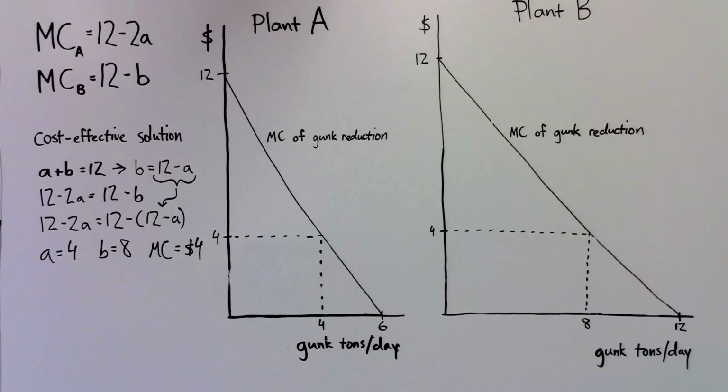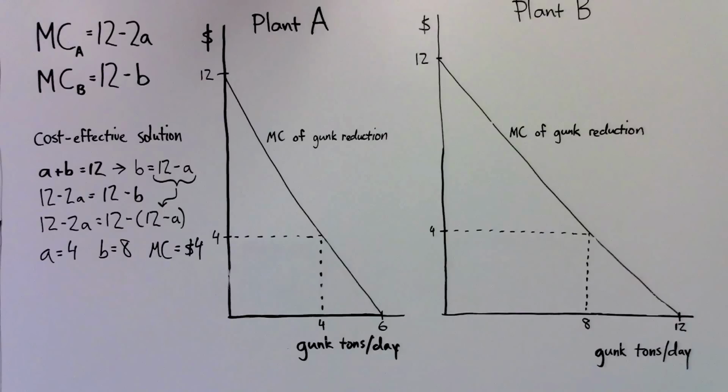An alternative to imposing a tax would be requiring plants to obtain tradable permits for each ton of gunk they emit. This type of incentive-based regulation lets the government decide exactly how much gunk will be emitted, and it allows firms to determine the cheapest way to reduce pollution. If the government auctioned off 12 permits each day, they would auction for $4 each in a competitive bid, since the marginal cost of reducing gunk below a total of 12 tons is $4 for both firms.